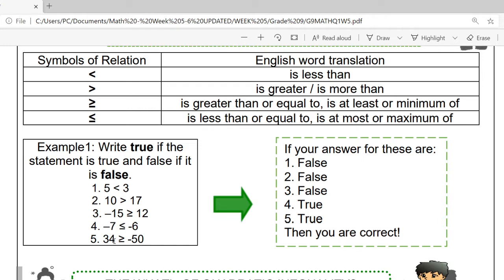34 is greater than or equal to negative 50. Is it true or false? Yes, because 34 is greater than negative 50. Okay, that's it.